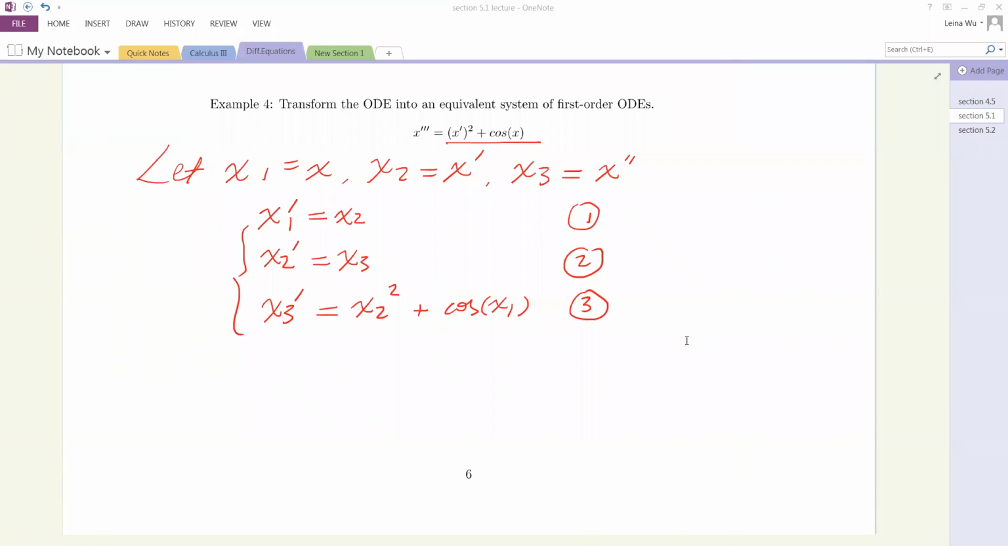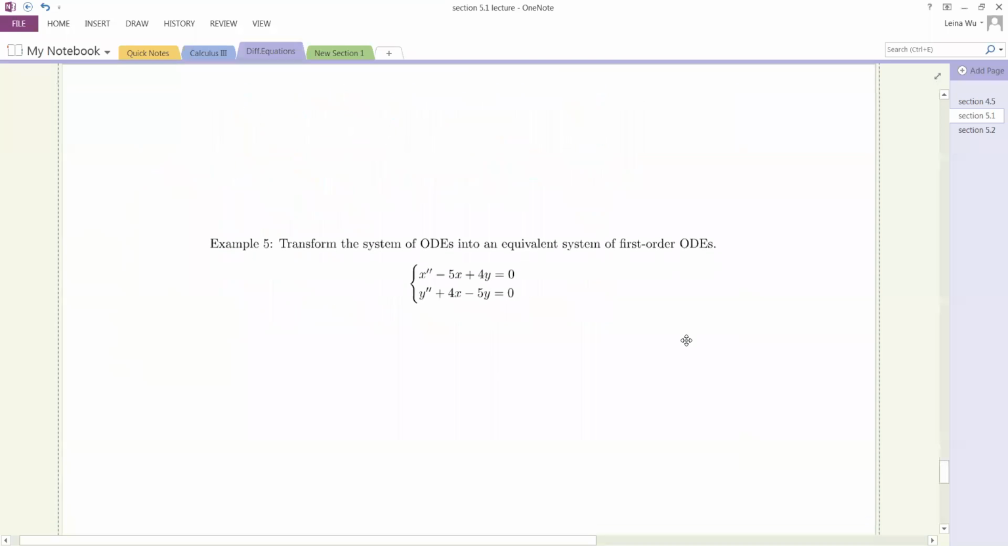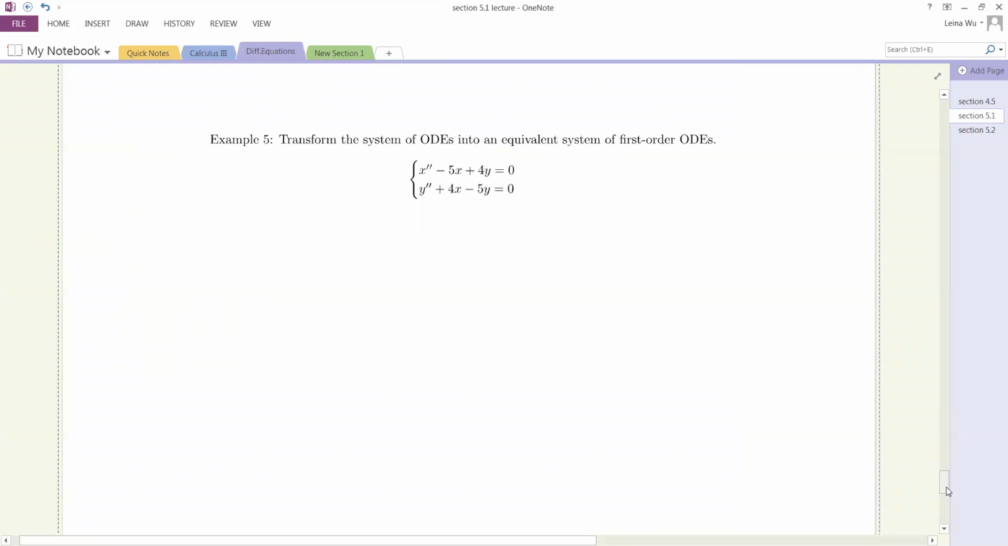All right, so we're gonna look at the next question, okay? This time we had two equations, right? Two equations. We wanna transform this system of ODEs into an equivalent system of first order ODE. And notice that in this existing system, we have second order derivatives. We wanna transform them into a system of first order ODEs, kind of similar to what we just did, okay? Any thoughts?